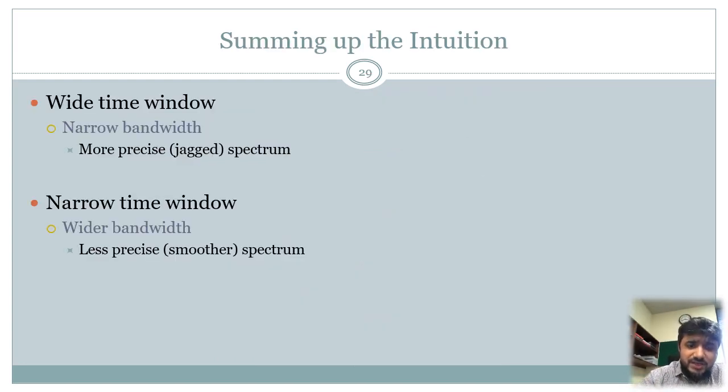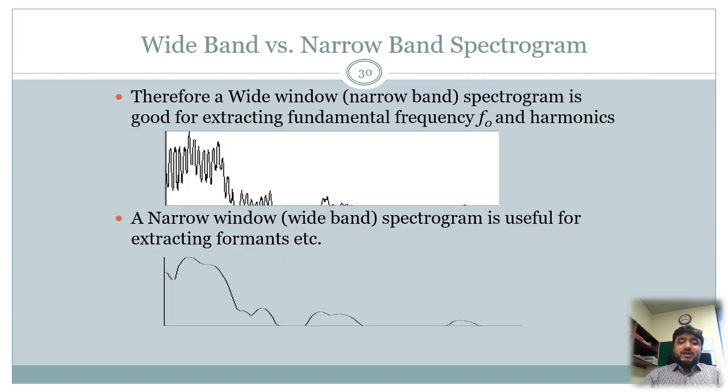सो इस सब कुछ का जो कंक्लूजन निकला, अगर उसको सम अप करें, तो वो ये है कि when you have a wide time window, you get a narrow bandwidth in the capability of the Fourier transform's resolution, and you get a more precise, more jagged spectrum, जहाँ frequencies करीब करीब की भी एक दूसरे से अलग हुई हुई होती हैं. And when you have a narrow time window, you get wider bandwidth and you get less precise and smoother spectrum. ठीक है? All right.